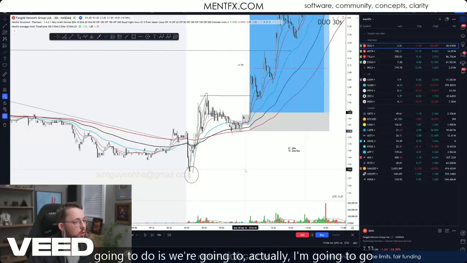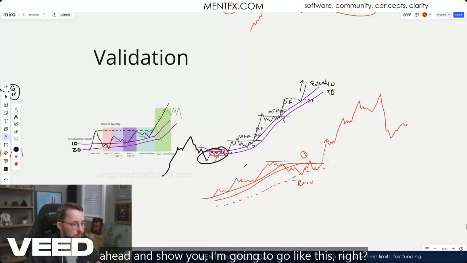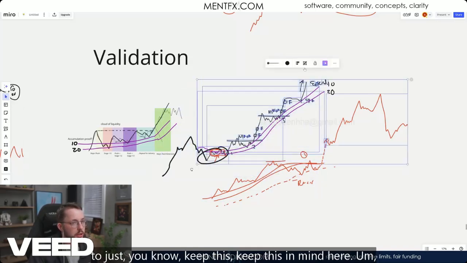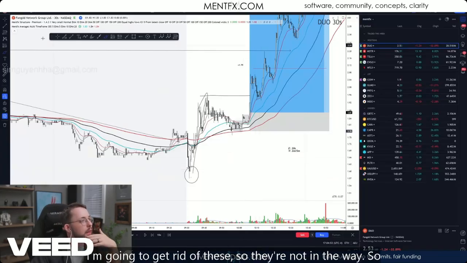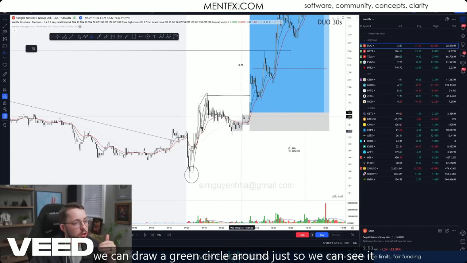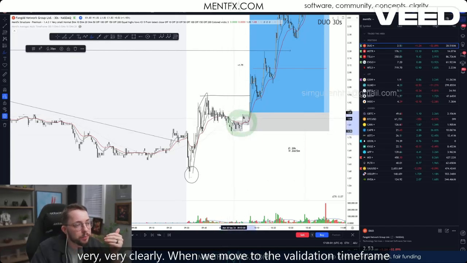So what this leads us to understand in a real life setting, right? So what we're going to do is I'm going to go like this, right? Because this is now part of a potential delivery. I'm going to just keep this in mind here. I'm going to get rid of these so they're not in the way. So what we now understand is this accumulation-based entry that we can draw a green circle around just so we can see it very, very clearly.